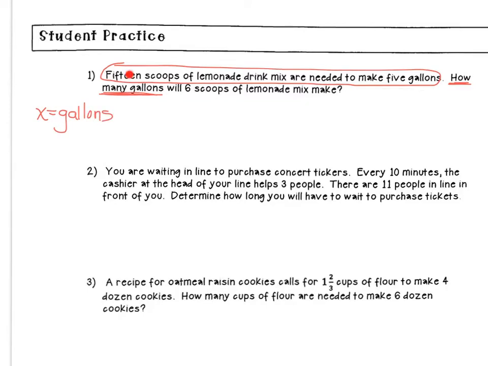Okay, this sentence goes together. That's going to be my first ratio. 15 scoops of lemonade mix makes 5 gallons. Alright, I've got it set up, so now I know that the other side has to match. The other side also has to be scoops and gallons.